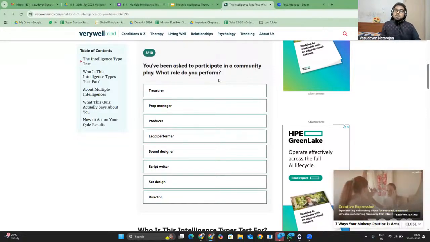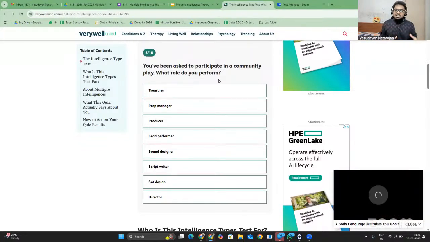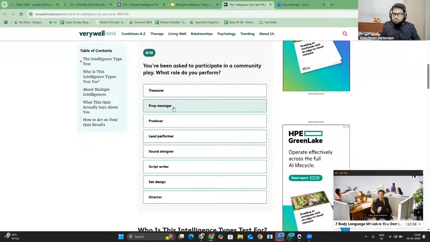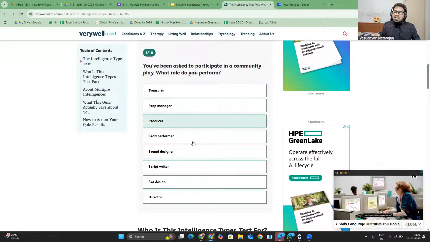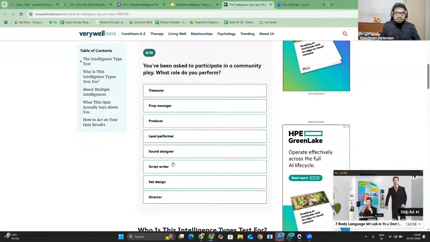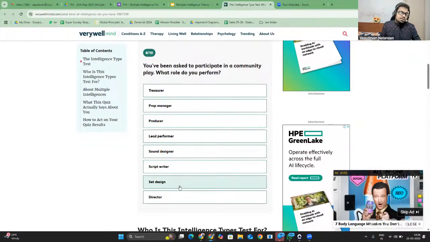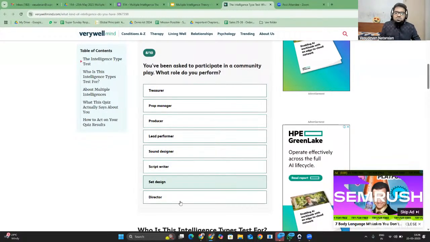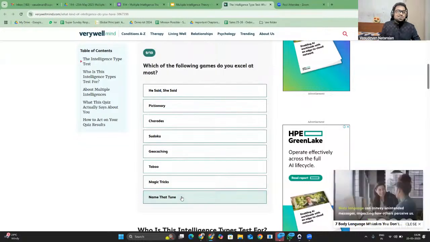Oh, it's a community play. That means it's something to organize. I'm really into organizing. I really love directing things. So say for example, treasurer, not at all. Prop manager, I'm good with that. Producer, no, I don't have money. Lead performer, kind of. Sound designer, pretty well. Script writer, oh, really good at it. Set design, very much interested. Director is the most appropriate for me. So I'll go with director.